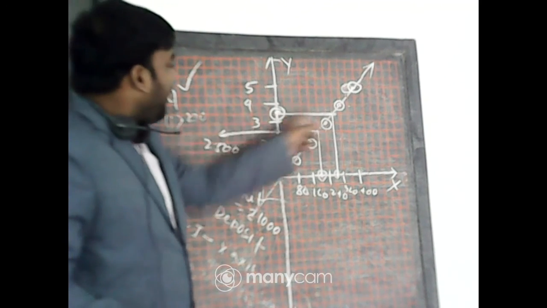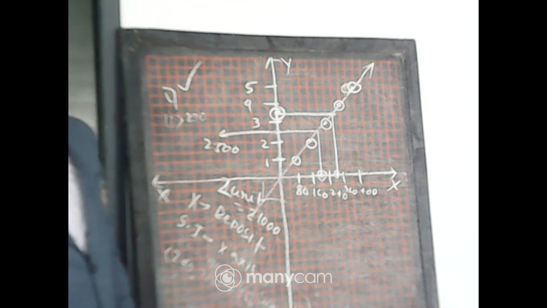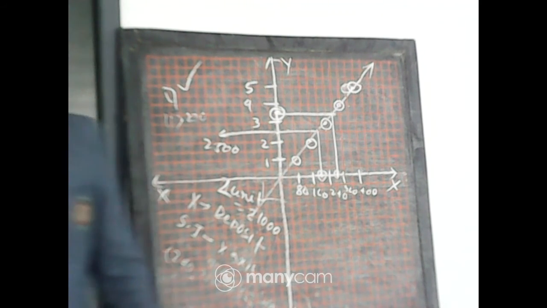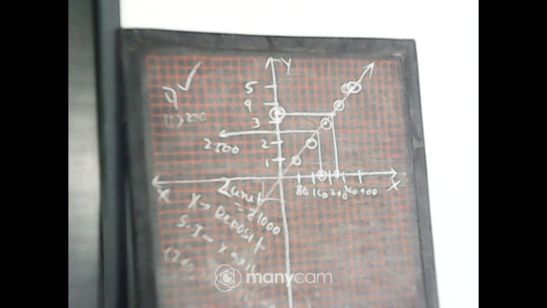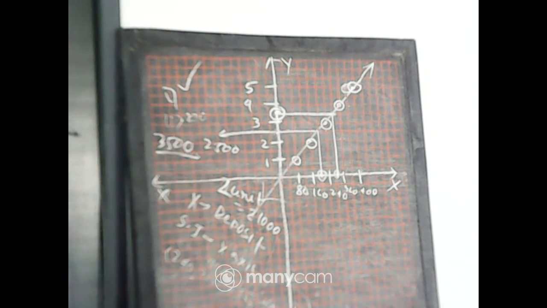So that line intersects the y-axis at a point between 3000 and 4000, in the middle. So what amount must it be? 3500. Okay, that is 3500. Any doubt regarding the question? Anyone? Any doubt? I hope it is clear.